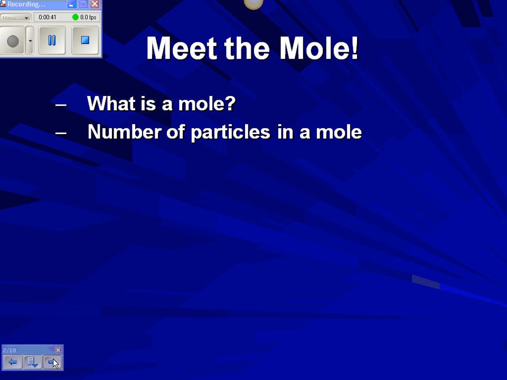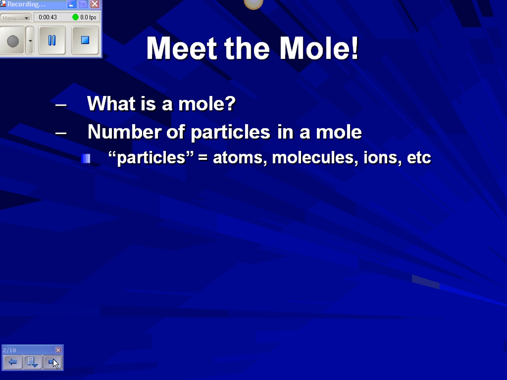If we have a mole of water, say, we would have 6.02 times 10 to the 23rd molecules. If we have a single element, a mole would be atoms. And if we had an ionic compound, we would call it formula units. But basically, if we're doing those particles, we would use Avogadro's number, 6.02 times 10 to the 23rd.